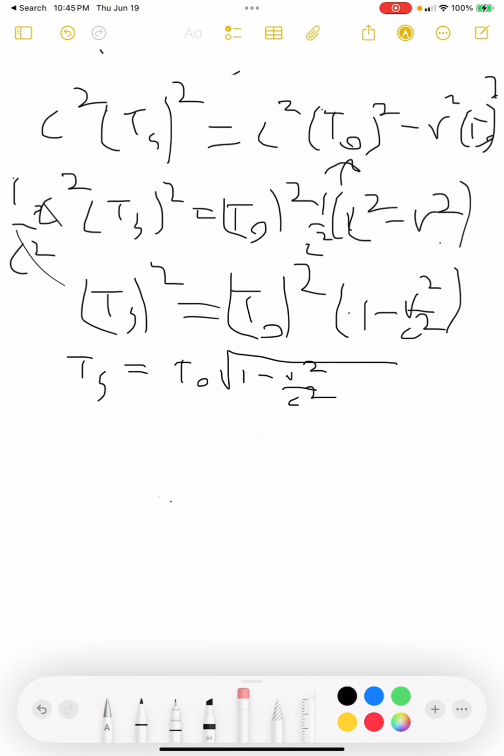So, let's plug in that value and let's see what happens. Let's say 1 second passes for us, so that will be t of s.